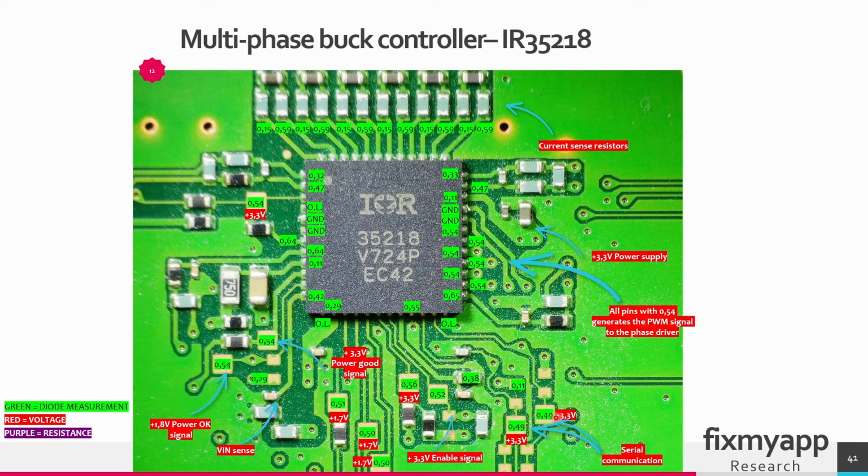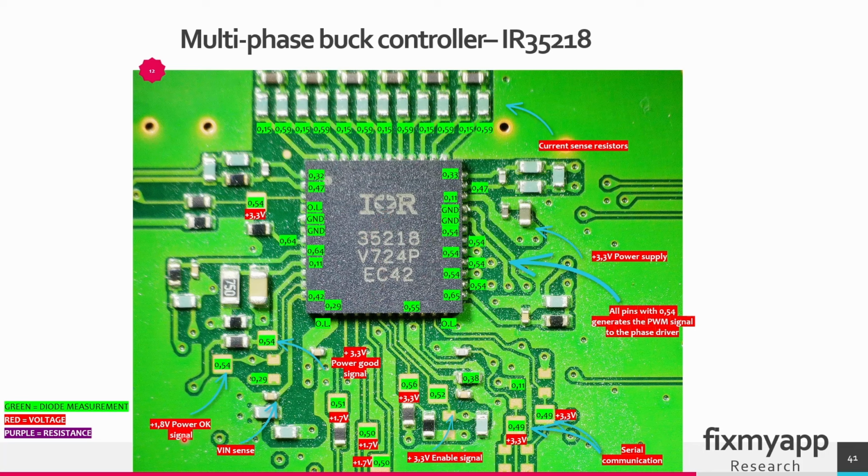On this pad here you can measure the 3.3 volt and also on this pad, and these pads are used for the serial communication that will go to this chip. This 3.3 volt has to be present to enable this chip, and if it's enabled, this chip will start working. On this pad you can measure 3.3 volts, on these 2 pads 1.7 volts, also on this one. On this pad you can find the power good signal, that should be 3.3 volt. So if you find 3.3 volts here, then you know this buck controller is working correctly.